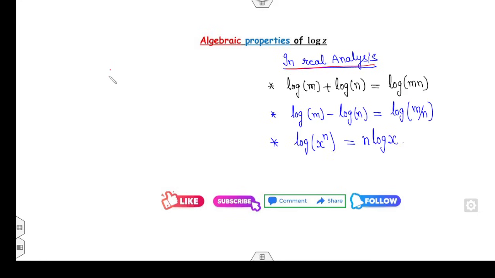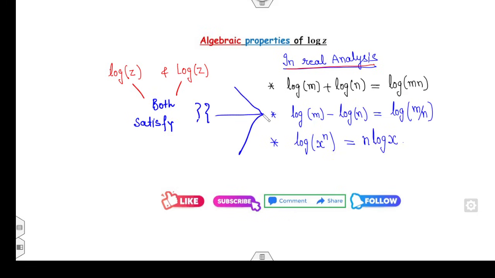But right now, in complex variables, how many log functions do you have? You have two functions: the principal value of the logarithm and the standard logarithm. Now, can we say both these logarithmic functions satisfy these properties or not? Will they be satisfied? That is the objective of these properties. So first, we start with the small standard logarithmic function.